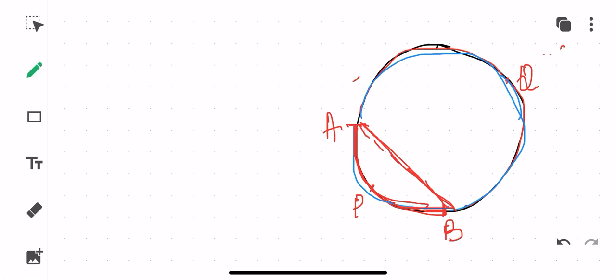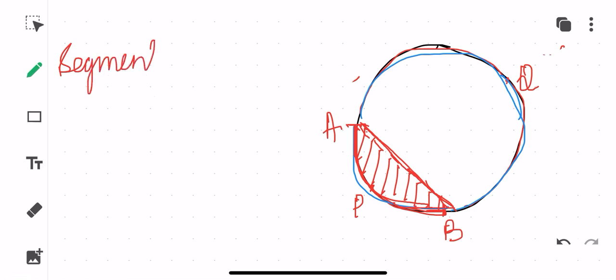AB is actually, children, a chord. Okay, so here you can see that AB is a chord and APB is an arc. So what is a segment? A segment is a part of the circle which is bounded by arc and chord. So whatever is the area between this particular arc and this chord, this particular area, the one I am marking with red pen, this is called my segment.